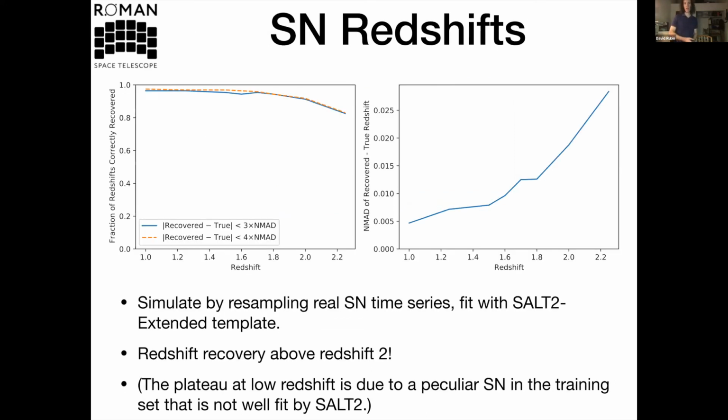Here we're seeing supernova redshifts. We're taking real supernova time series, degrading them to look like prism observations, and then fitting them with a relatively fixed template. And so you can see that you're getting your redshifts back above a redshift of 2 for most of the supernovae.